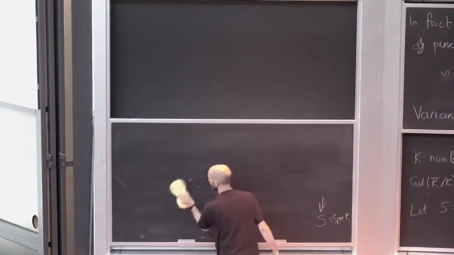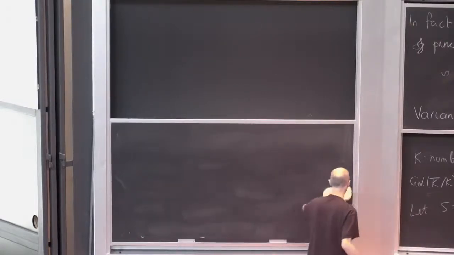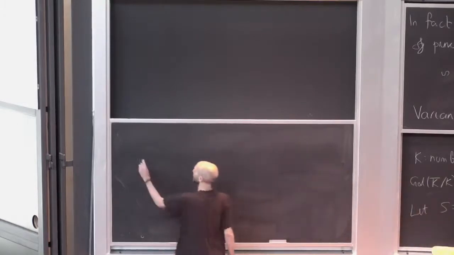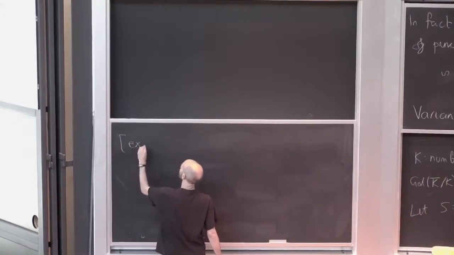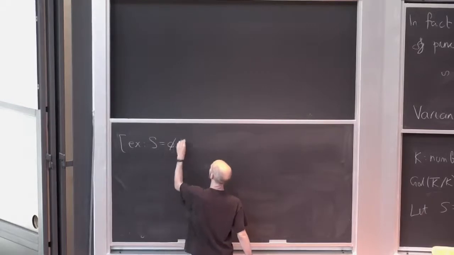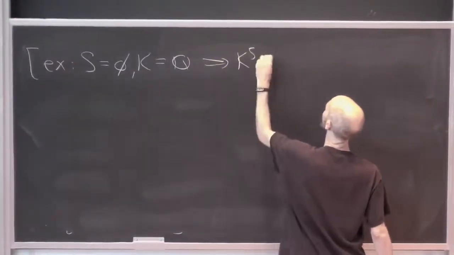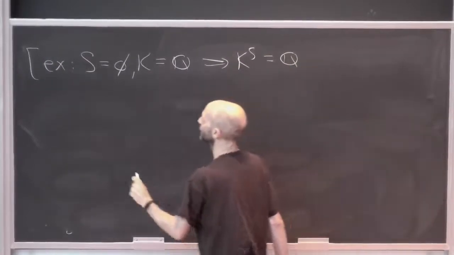Actually, it's an interesting question. If K is a random number field and S is empty, can this be infinite? And it turns out it can. These are called class field towers. There's an article by Golod and Shafarevich. Maybe while I'm here, kind of dumb example. If S is empty and K is Q, that implies that K_S is Q. Kind of crazy example.